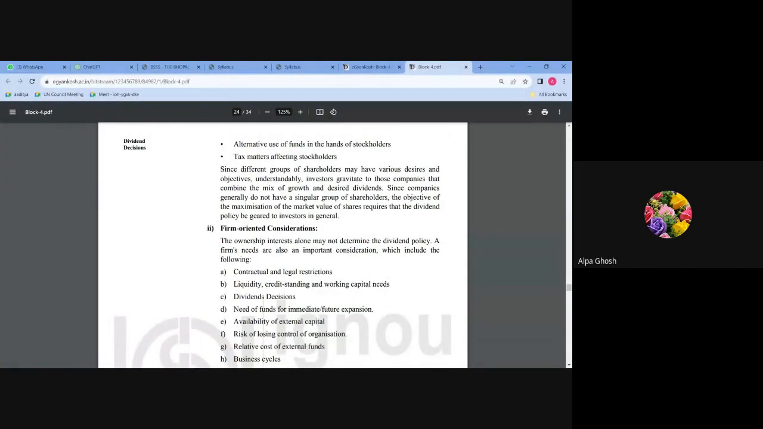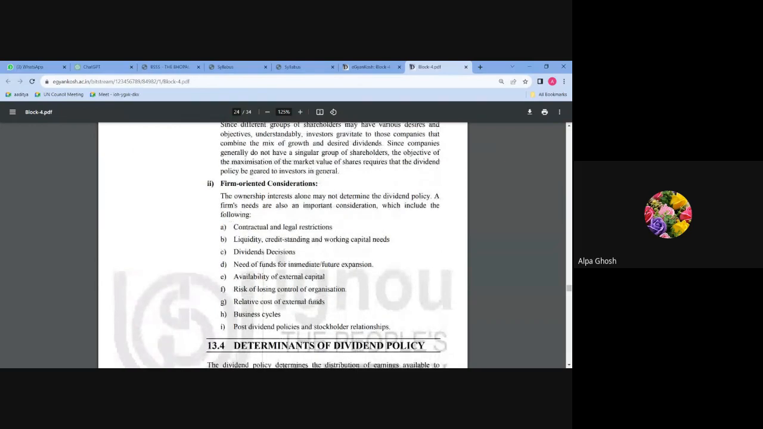and even if they want to declare dividend, what will be the form in which they are going to pay the dividend. We have certain firm oriented considerations other than the owner's considerations, certain considerations which are beneficial for the industry or for the firm. So first consideration is related to contractual and legal restriction. Contractual and legal restriction related to the issue of dividend.